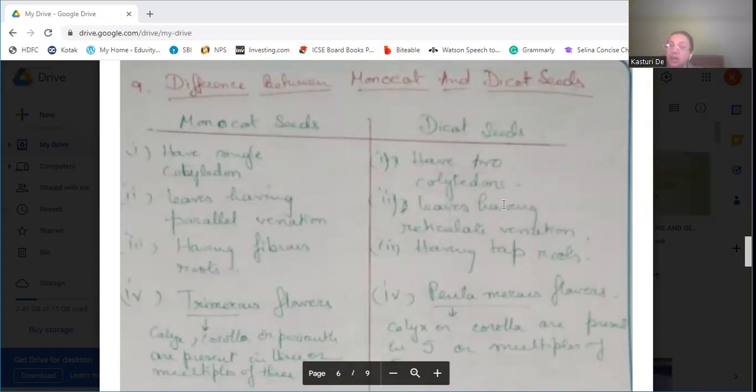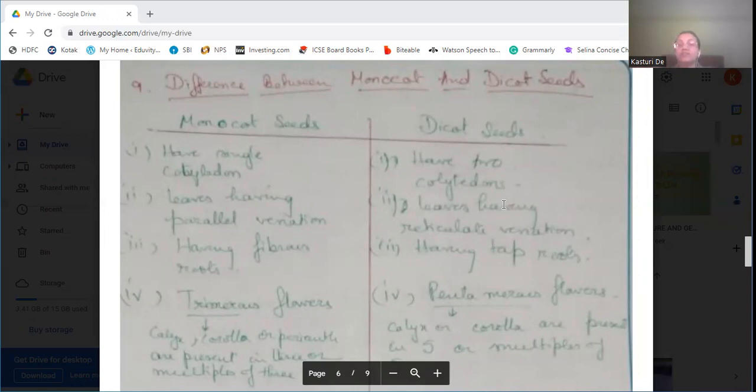Monocot seeds have a single cotyledon, dicot seeds have two cotyledons, as the name suggests. Monocot leaves have parallel venation, whereas dicot leaves have reticulate venation. In the leaf structures, we have seen parallel venation, where all the veins are parallel to each other. They will not cut one another. But in dicot, they will cut one another, forming a network, which is known as reticulate venation.